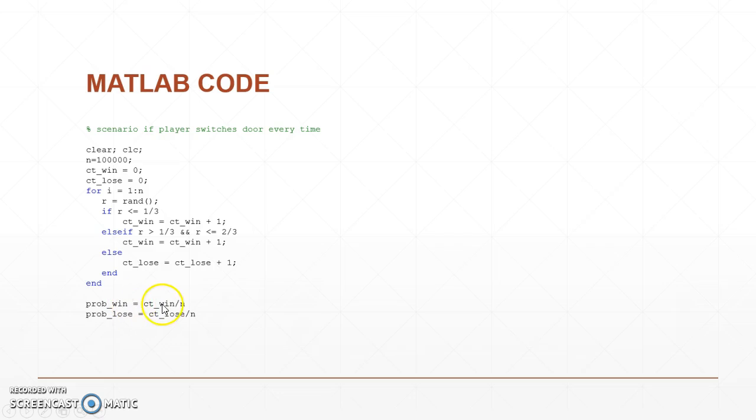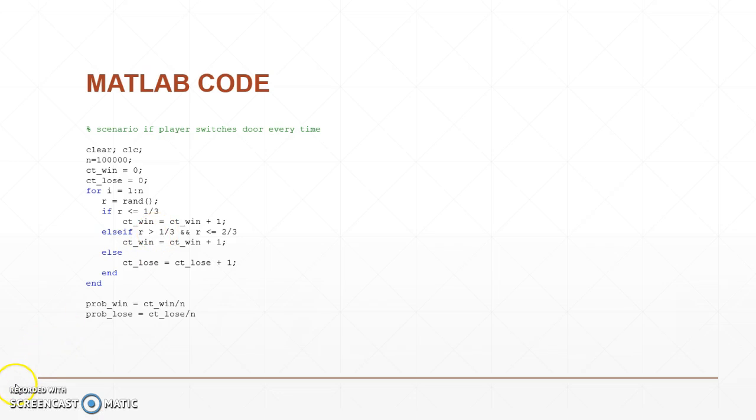So we can compute the probability of wins over the number of iterations that we've run, and the probability of losses over the number of iterations. Because what we said is that in this scenario, the player switches the door every single time, and if you switch, you're giving yourself a 2/3 probability of winning.